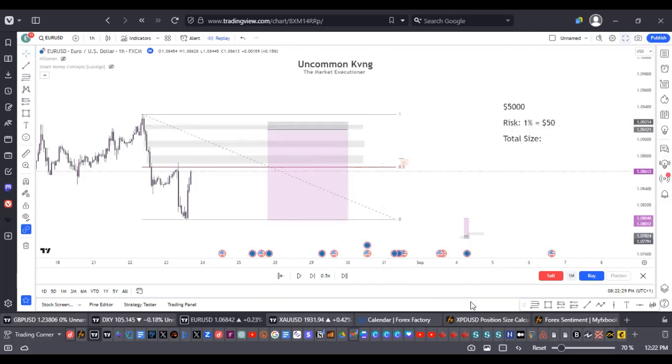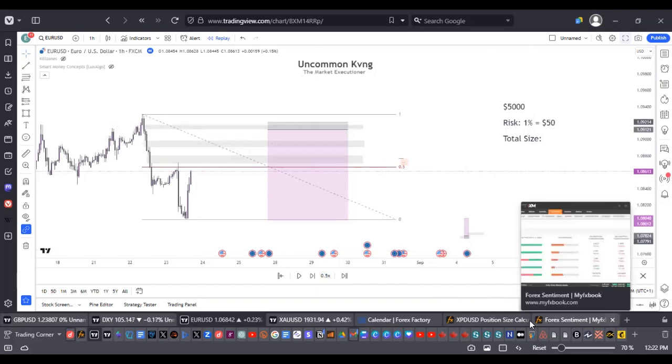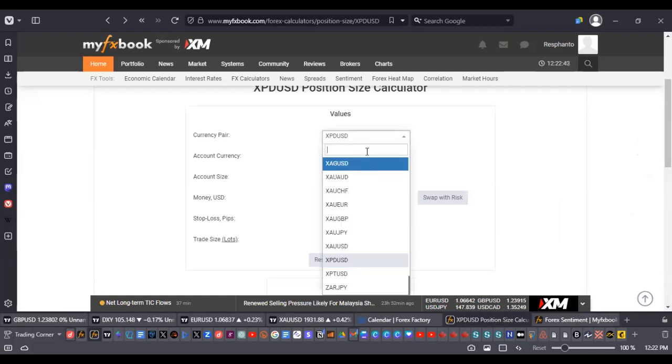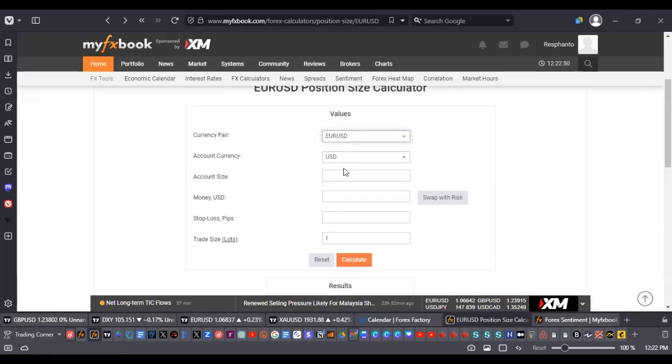Now we'll go to a position sizing calculator to calculate that. So this is my fxbook.com, and this is their position size calculator. You come here, you identify the pair you're trading, which is Euro USD. The account size that we're trading is 5,000.